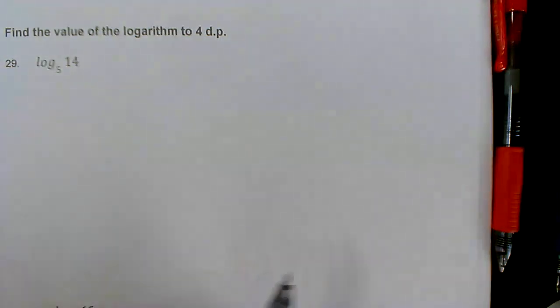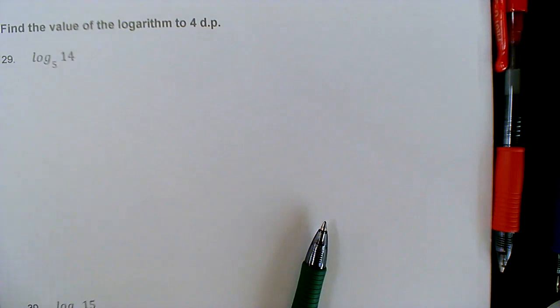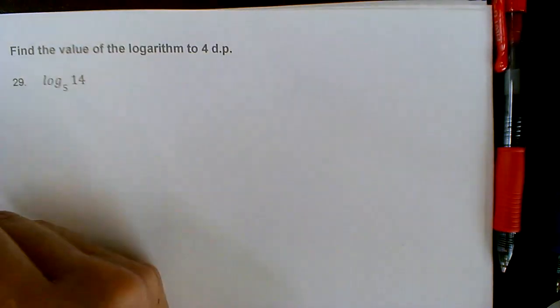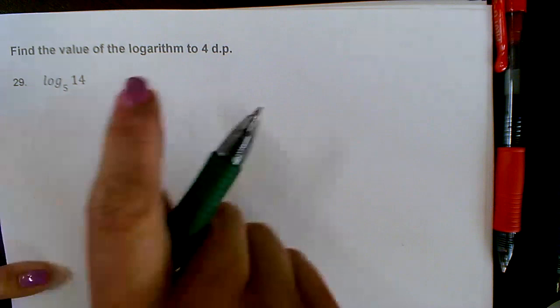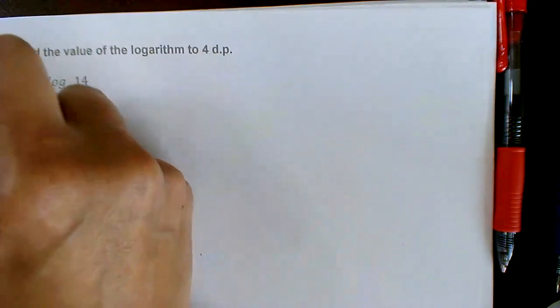And 27. 29. Okay, let's do this one. And it says find the value of the logarithm to 4 decimal places. Okay, let's try this one.